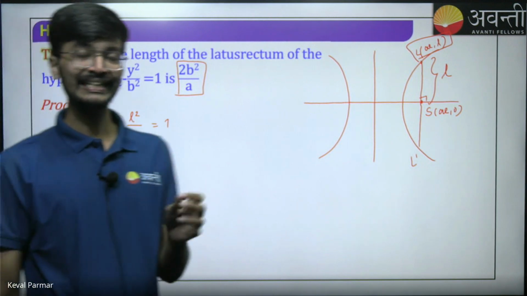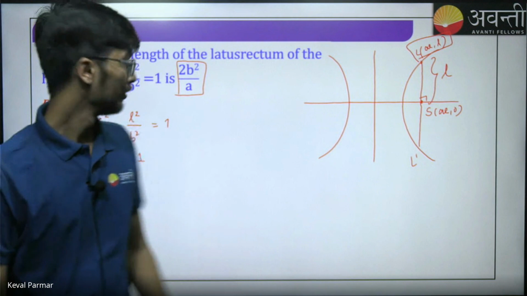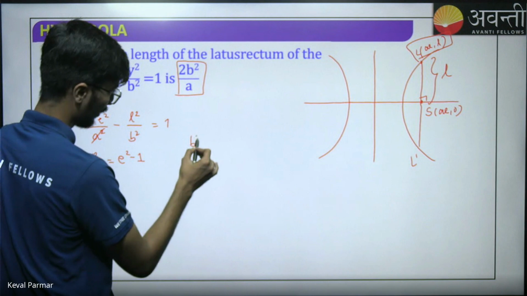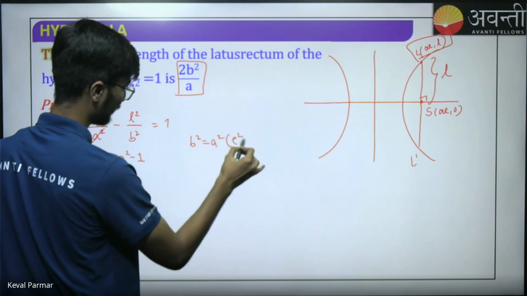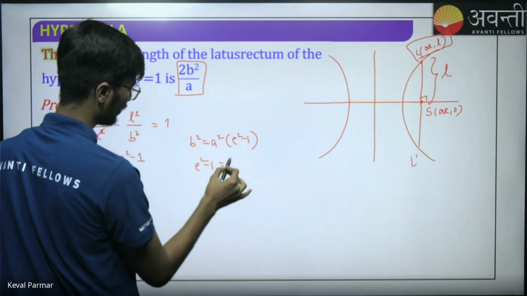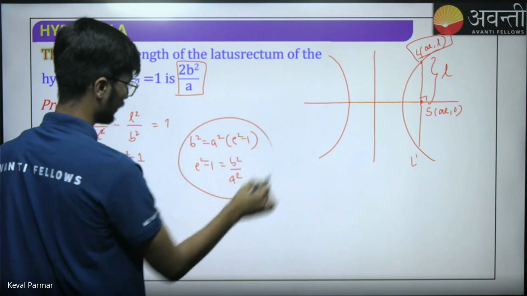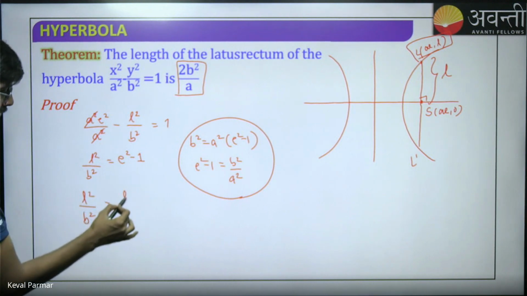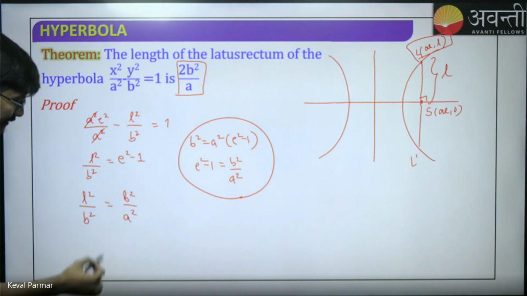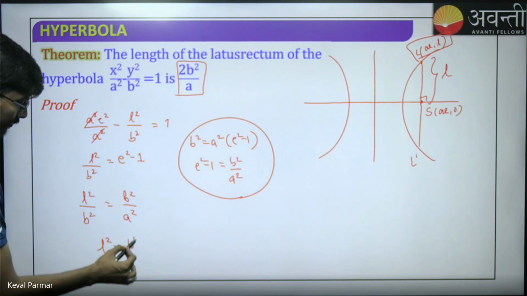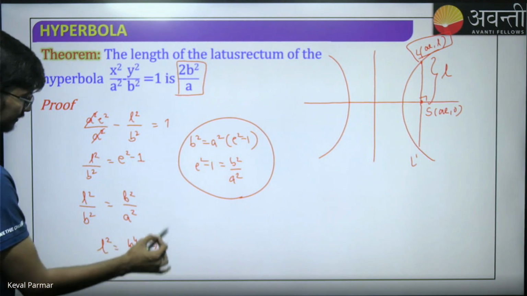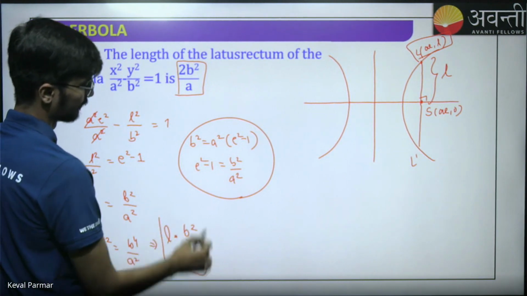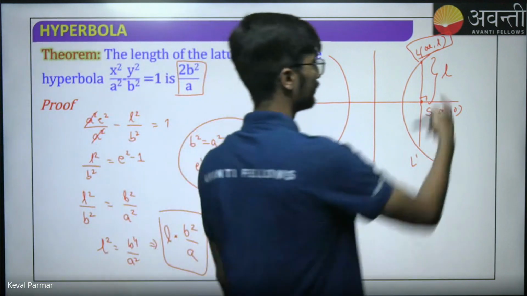Now we don't need the value of e, right? So just now we know that b square equals to a square into e square minus 1. So what is e square minus 1? It is b square upon a square. So I can write it here L square upon b square is equals to b square upon a square. Very simple. So I'll get L square as b raised to 4 upon a square, implies if I take the square root, then I'll get b square upon a, which is the length, that means value of L.